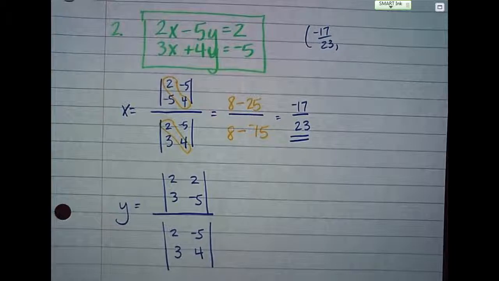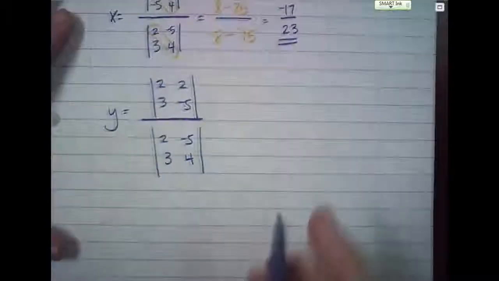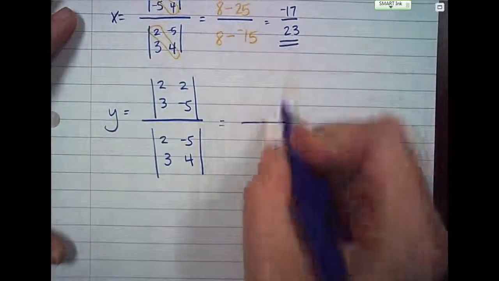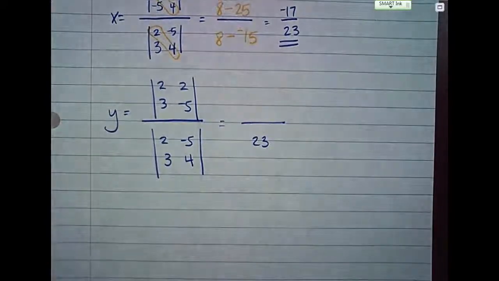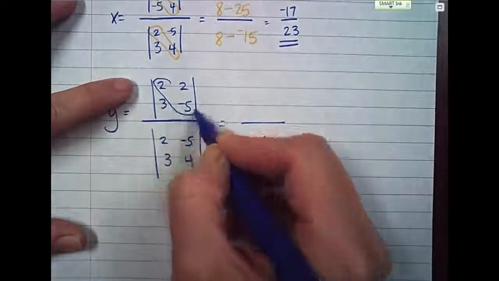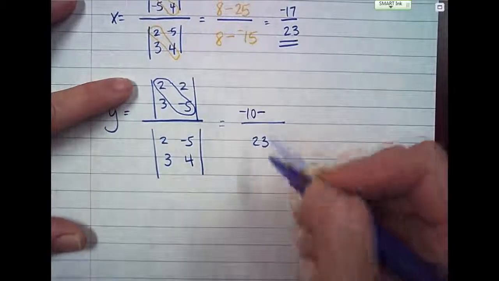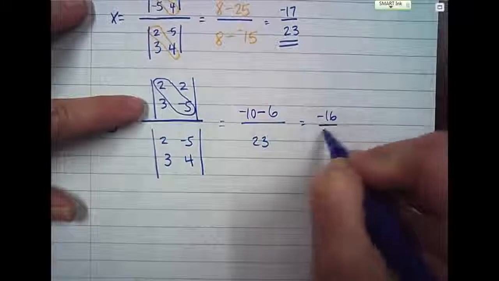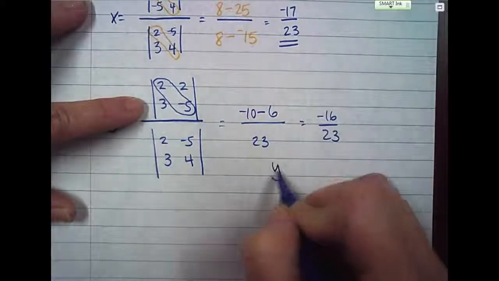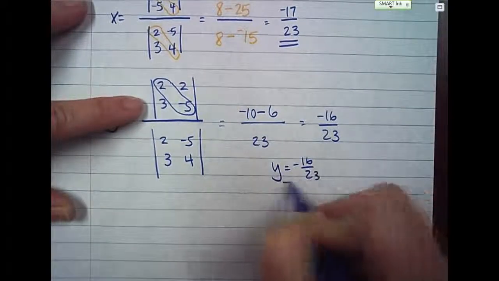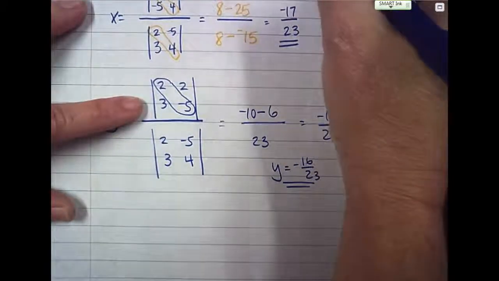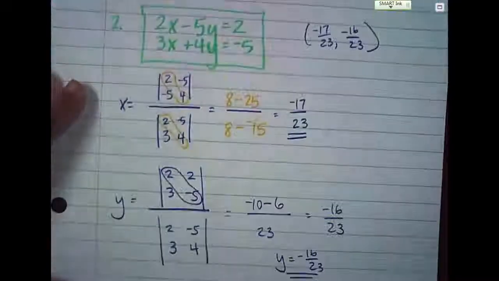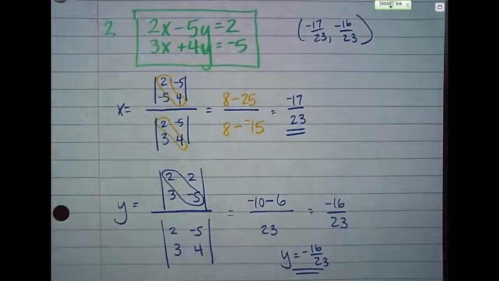Find both determinants. Determine the top and the bottom. Do we already know the determinant in the bottom? Yeah. What's the determinant in the bottom? 23. So we don't have to redo that. The bottom determinants will not change. Okay? So in here, you're going to take negative 10 minus, whatever answer you get, which is 6. So negative 16 over 23. So there's your answer.